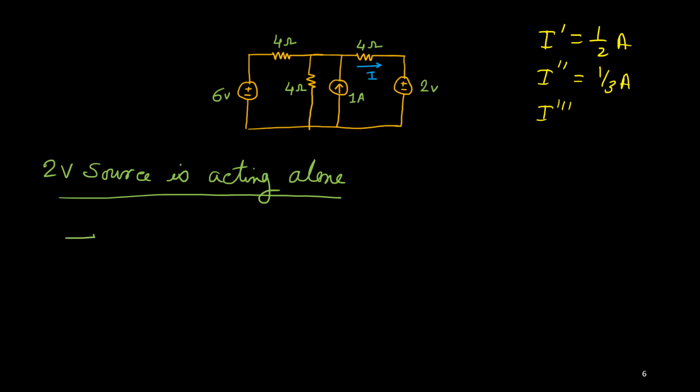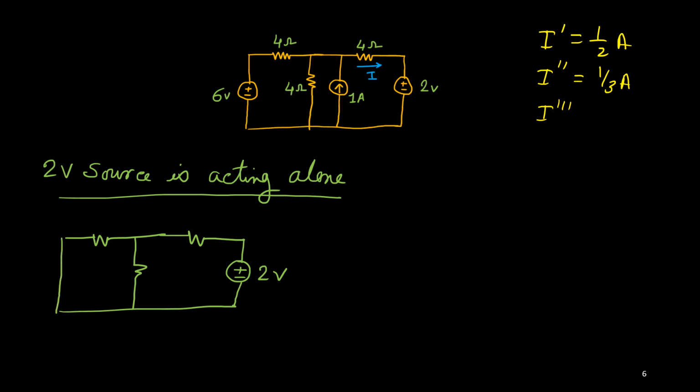So we'll redraw the circuit. The resistance, this is the resistance. So this source will keep it here. This is a 2 volt source, and this 6 volt source will make it shorted, and current source will keep it open. So I will not draw this one here. That's all. So this 4 ohm, this is your 4 ohm, this is again 4 ohm.